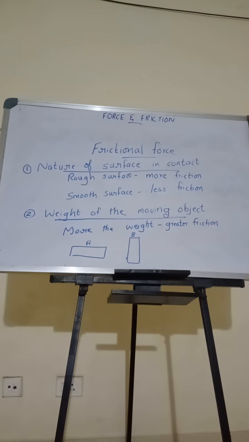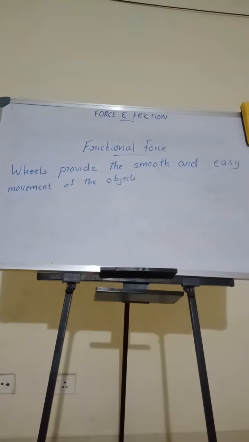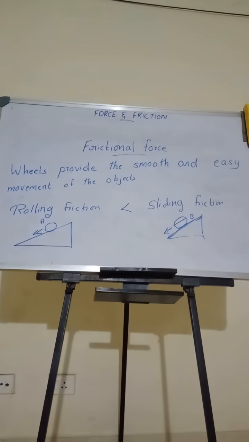We can see wheels on large travel bags, heavy furniture, etc. These wheels provide smooth and easy movement of the objects. Rolling friction is less than sliding friction. Ball bearings used between the wheel and axle of vehicles reduce friction considerably.